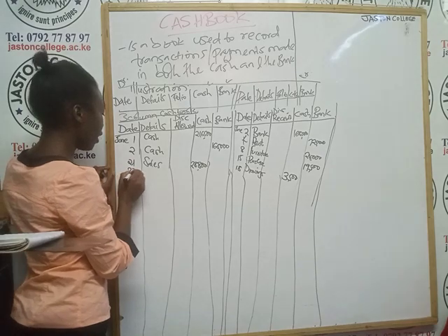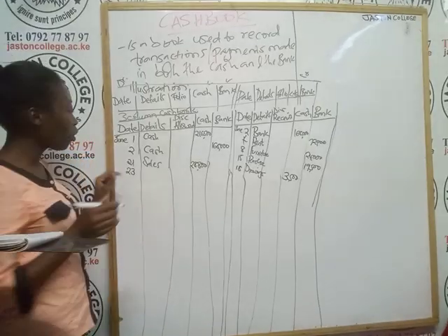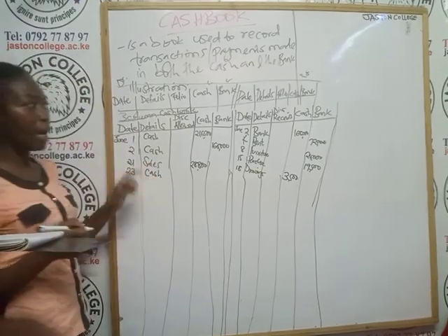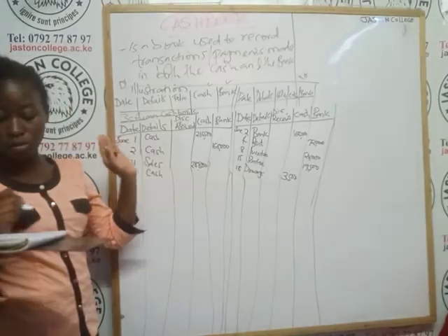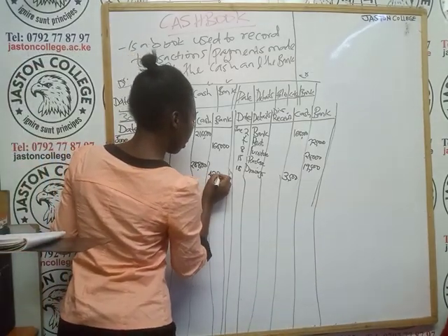And on 23rd, he deposited into the bank 42,300. So he deposited cash into the bank. That means our bank increased, so we are going to debit our bank by 42,300.